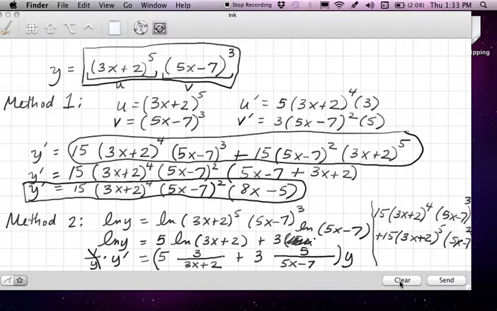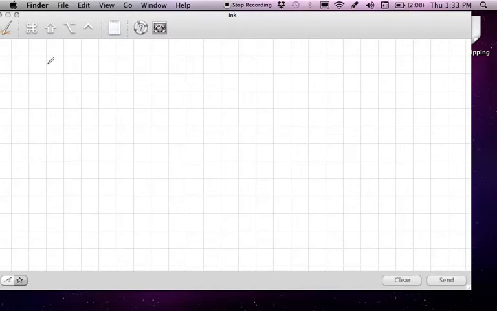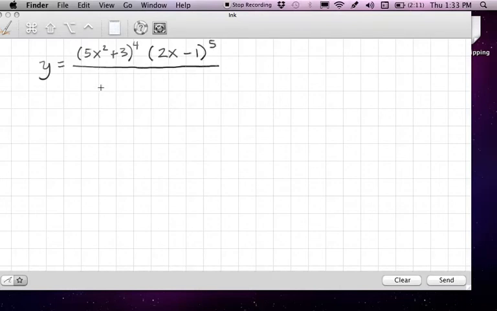All right, so I'm just going to go straight to logarithmic differentiation. So let me go with y equals (5x squared plus 3) to the 4th times (2x minus 1) to the 5th divided by the square root of 6x plus 2. Right? So it's kind of a mess.